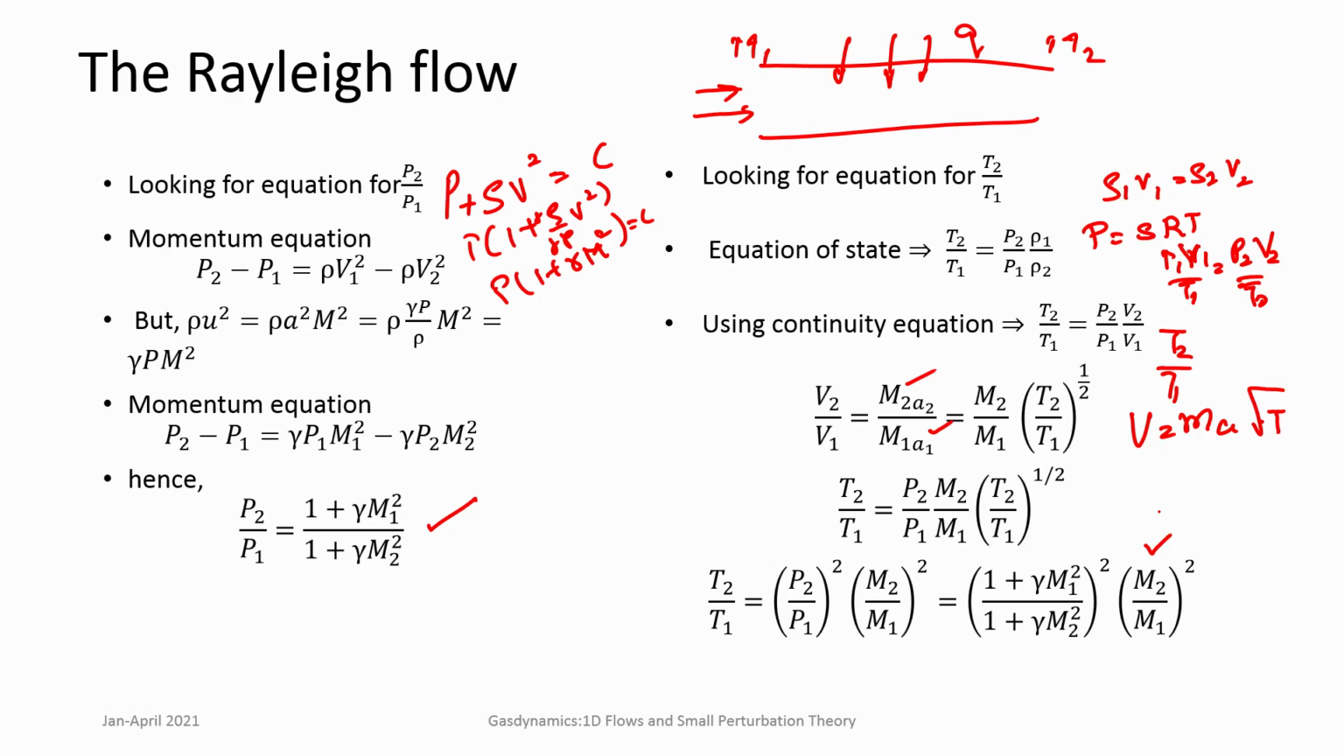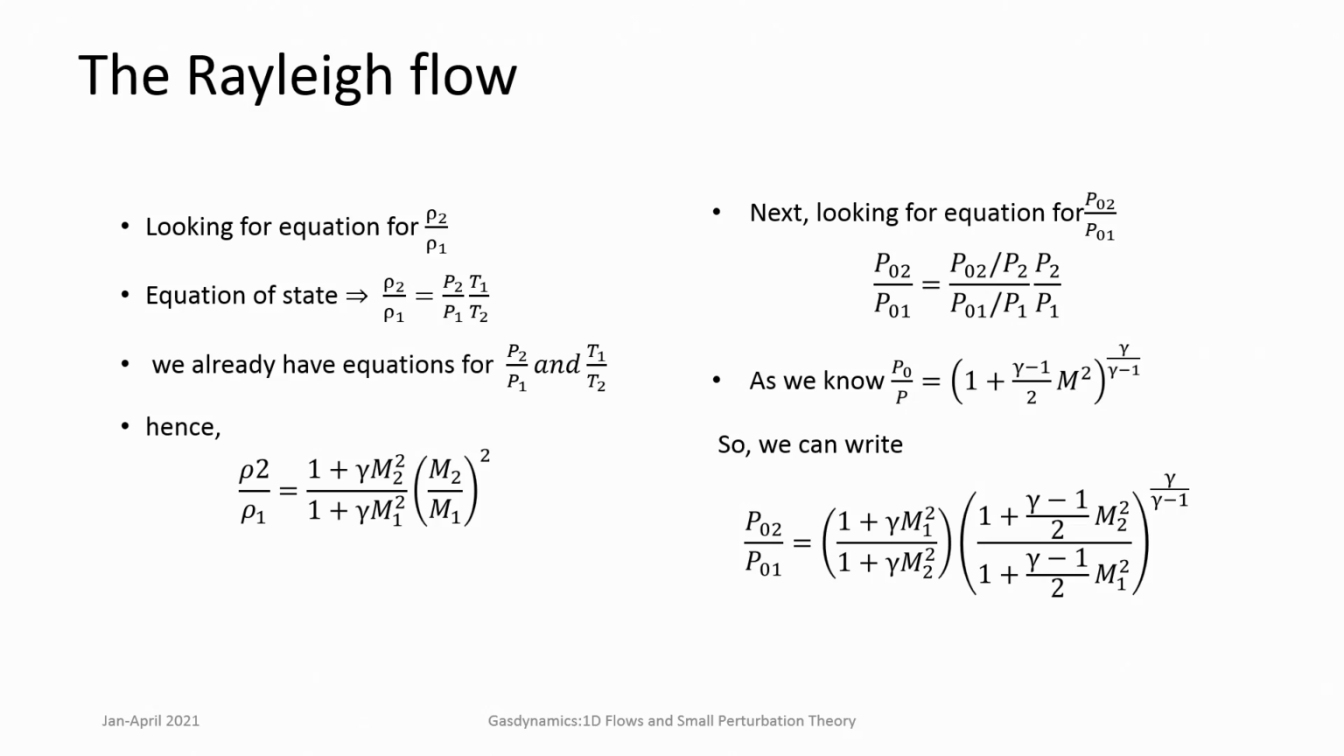Once we know both P2 by P1 and T2 by T1, rho 2 by rho 1 can be easily got by the equation of state. So, you can get rho 2 by rho 1, which is 1 plus gamma M2 square by 1 plus gamma M1 square multiplied by M2 by M1 whole square.